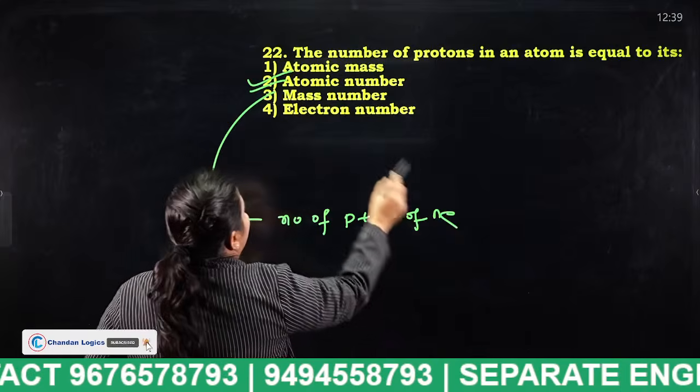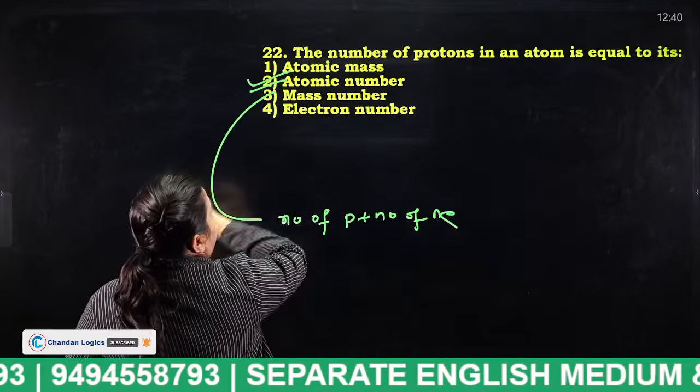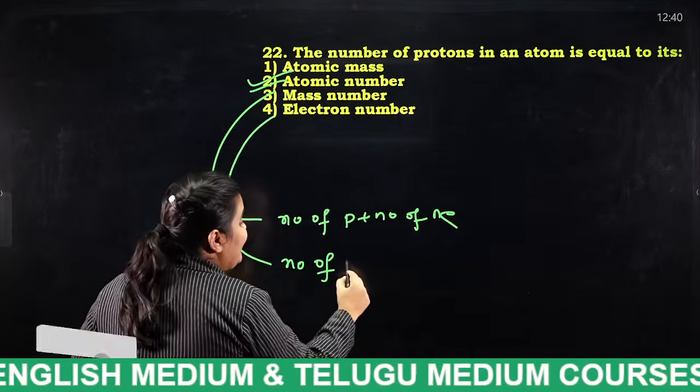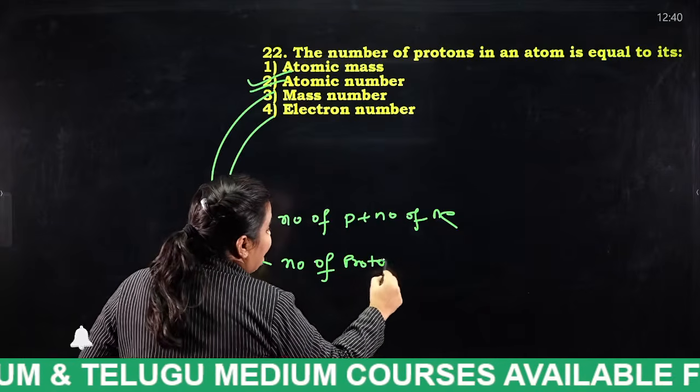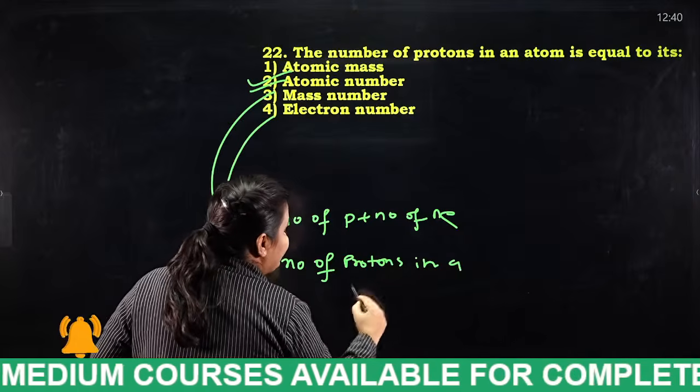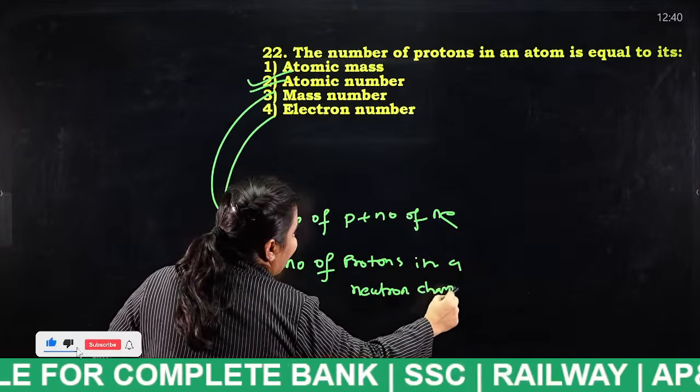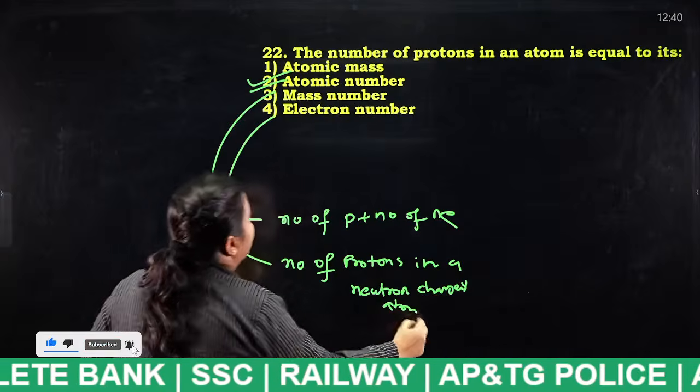Mass number. Next, electron number means number of electrons in a neutrally charged element. The number of electrons in a neutrally charged element is known as what? Electron number. Okay, very, very important thing. Next.